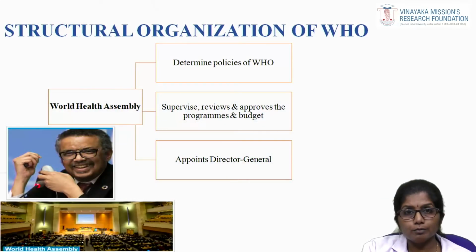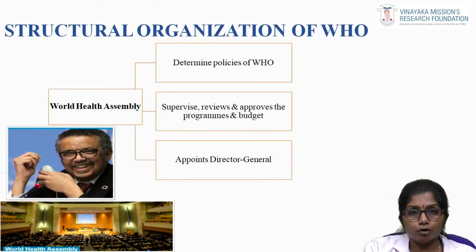Moving on to the structure of WHO, which consists of three principal organs. The World Health Assembly is the WHO's highest level of decision-making forum. This is the Health Parliament, which is headed by the Director General, who is appointed by the World Health Assembly. The delegates from all member states convene at the World Health Assembly to set the priorities. The World Health Assembly determines the policies of WHO. The member states elect the Director General who leads the organization in achieving its global health goals. It supervises, reviews and approves the programs and budget.